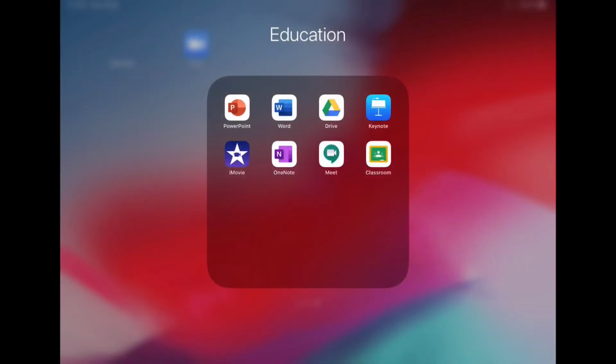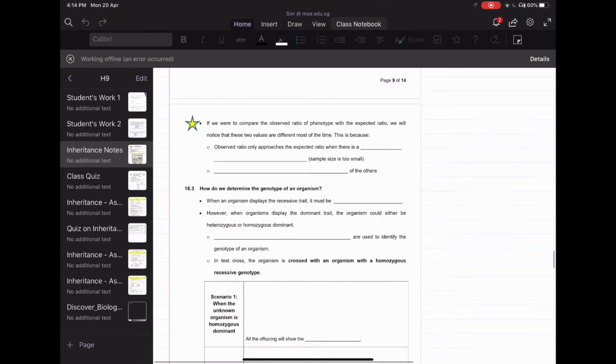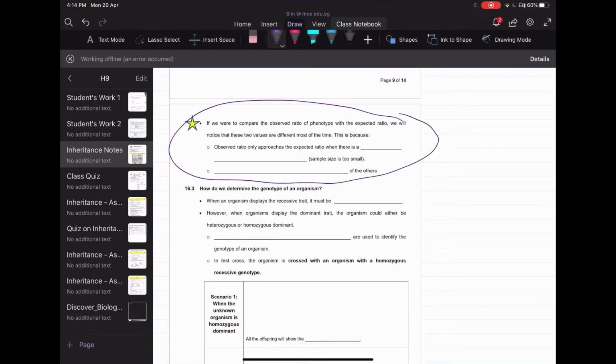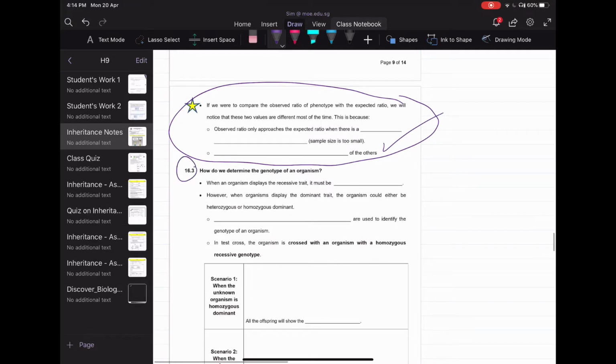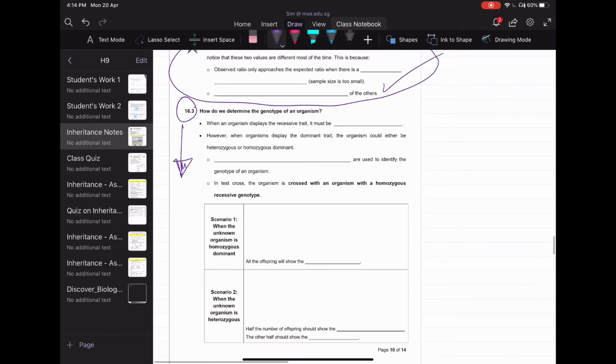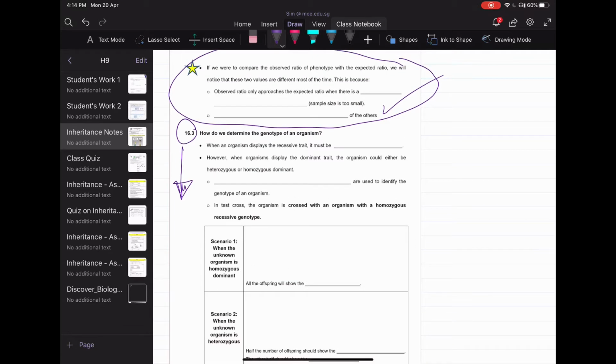Okay, in this part of the lesson, if you take a look at your notes, you'll realize that we are actually going to skip this portion of the notes on page 10. So right now, I'm going to focus on 18.3 and onwards. Just make sure that you are looking at the correct section of the notes. This is on page 10. So I repeat, we are not going to go through the part that has a star on it. We'll go through it during Google Meet. 16.3 we'll go through in this video itself.